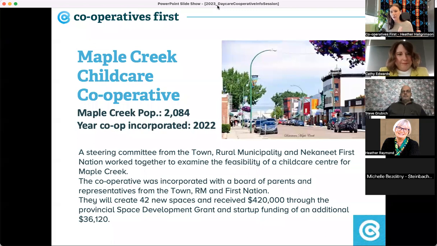So they're creating 42 new spaces, and you look at the scale here: 42 spaces in a town of 2,000. This demonstrates a serious lack of spaces. The initial startup funding they received was almost $500,000 to basically get this done right away.